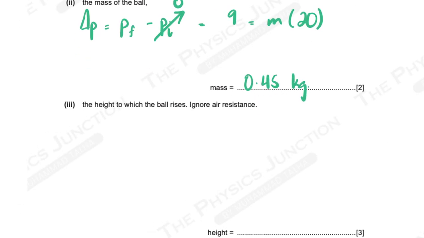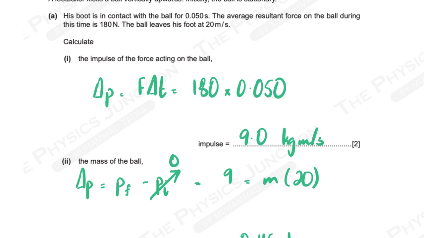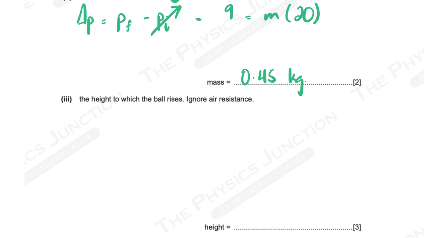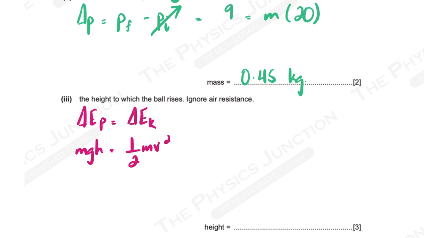To find the max height, we would use this idea that all of its initial kinetic energy, because it was moving, turns into gravitational potential energy. So I would say this, that the gain in EP equals the loss in kinetic energy, mgh equals half mv square. I would usually write v minus u square for the change in kinetic energy, but I know finally it's not going to have any kinetic energy, because at the max height it would come to rest.